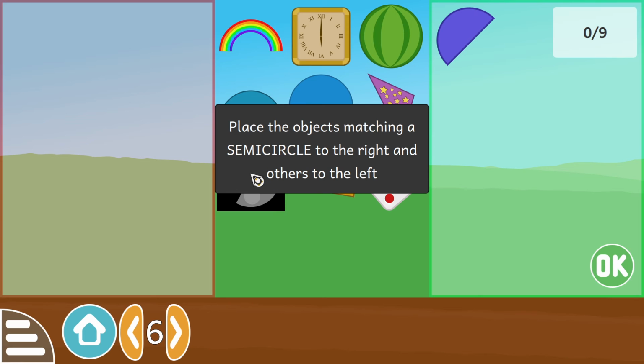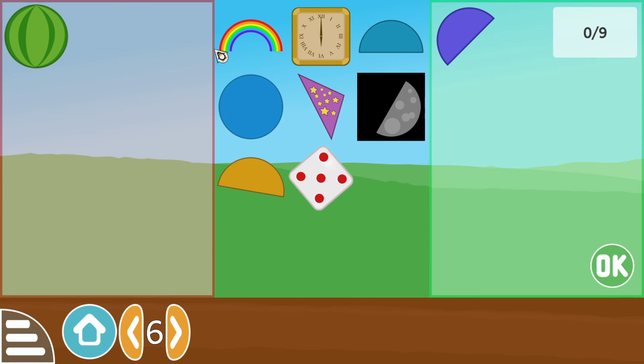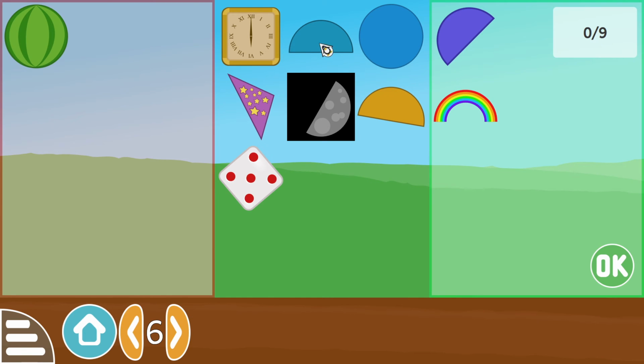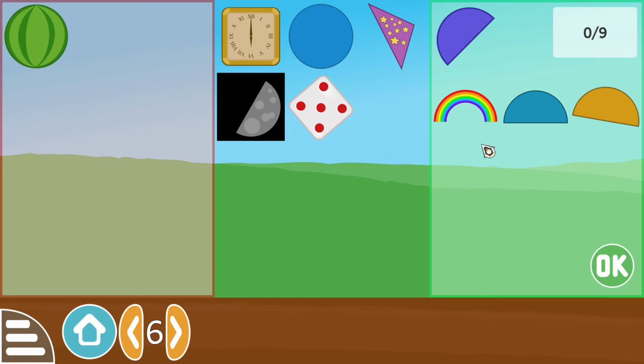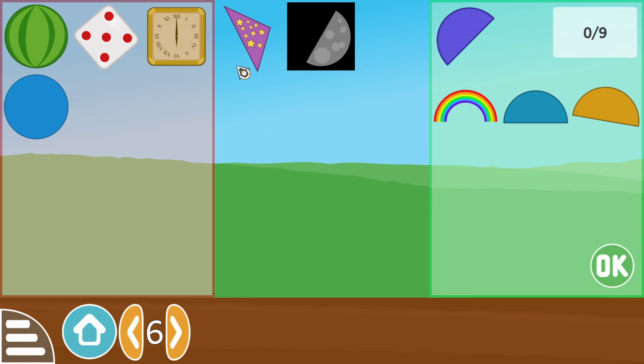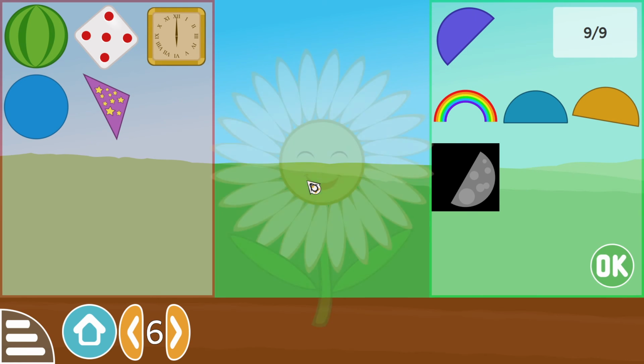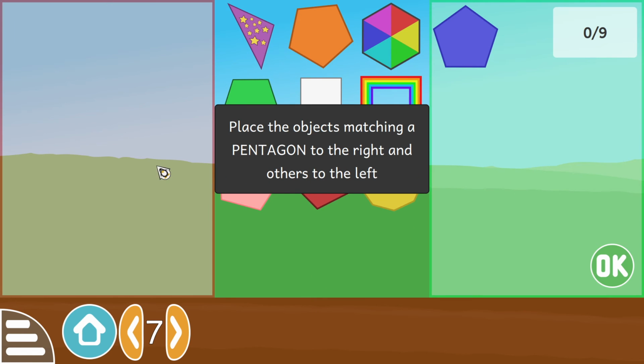Place the objects matching a semicircle to the right and the others to the left. So a semicircle is a half circle. That's a full circle, but a rainbow is a semicircle. Same with the blue one and the orange, even if it is off to the side. A dice is a square. Same with the clock. We've got a full circle there, triangle, and I'm not sure what that is still, but it's a half circle shape.